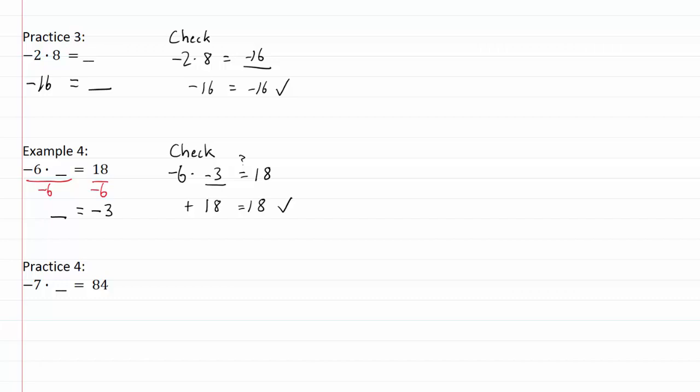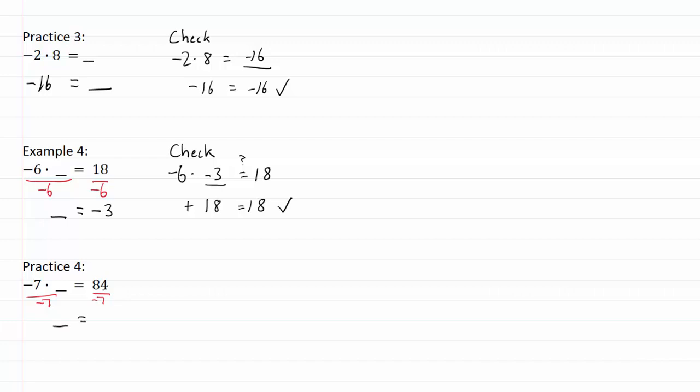Alright, welcome back. Now with this problem we have negative 7 times the blank space is equal to 84. We need to get this blank space by itself. I've got to undo multiplying. So to undo multiplying, I'm going to divide by negative 7. Dividing both sides by negative 7 to keep the equation equal. Negative 7 divided by negative 7 is 1. So these guys divide out. All that's left on the left-hand side is my blank space.